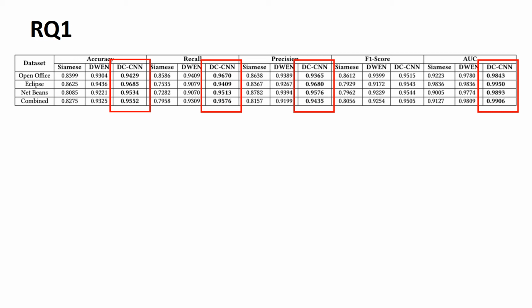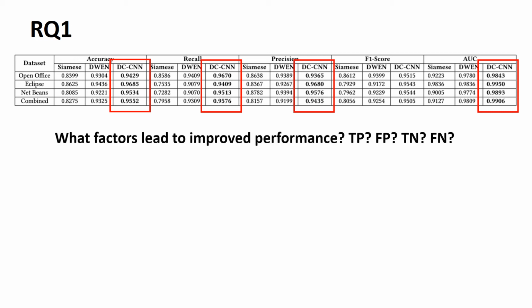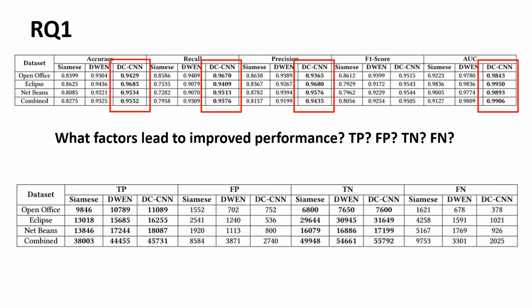We also want to know what factors lead to improved performance: TP, FP, TN, or FN. This table shows the specific TP, FP, TN, FN values of the 3 approaches. We can find that for positive samples and negative samples, the number of samples that DCCNN predicts correctly is increasing. This further proves that the performance of our approach is indeed excellent.